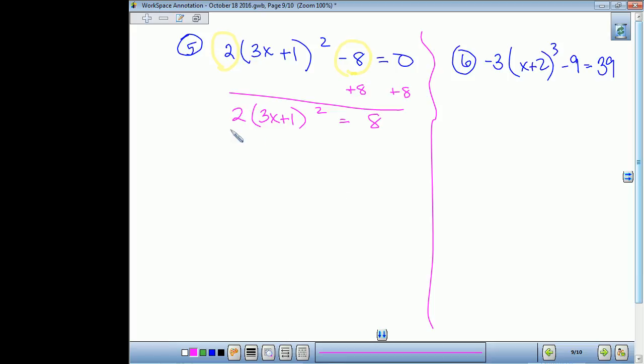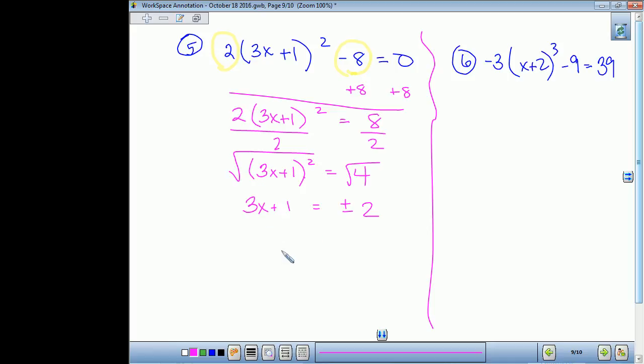So after we add 8, we divide both sides by 2. And so we get 3x plus 1 squared equals 4. So that's our goal every time. First thing, get the part that's squared or the part that's cubed by itself. Now once we get there, this is where we have to take the root. This time we're taking a square root. When it's an even root, it's positive or negative. You are correct.